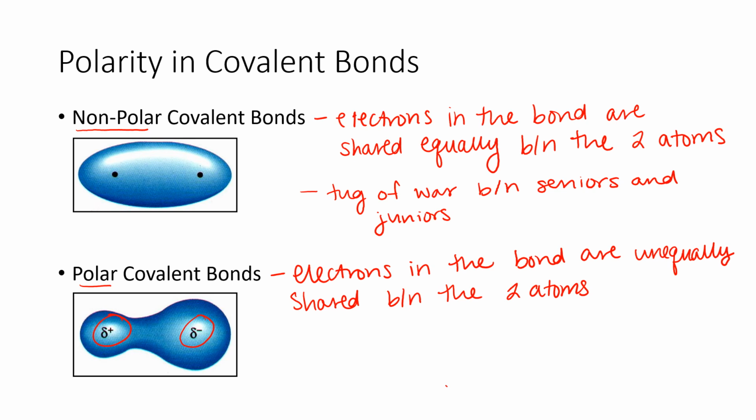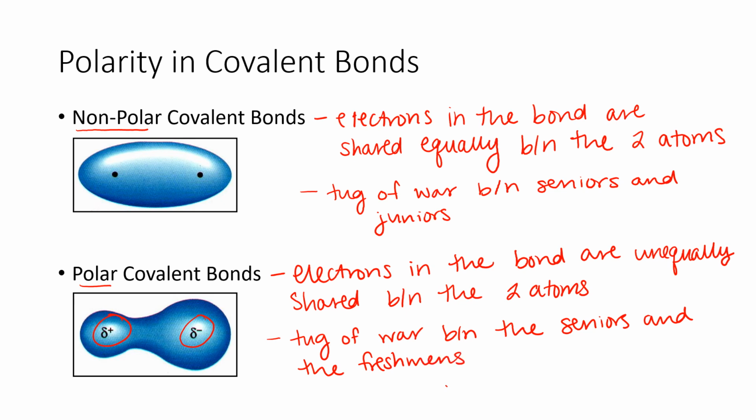Whereas when we're thinking about a polar covalent bond, here I'm really thinking about tug-of-war between the seniors and the freshmen. The seniors are going to be bigger, they're going to be stronger, they're going to be able to pull a little bit more strongly on that rope than the freshmen are. And because there's an unequal pull on the rope, such as in a tug-of-war game, or an unequal pull on the electrons in the bond, that's what causes that polarity.